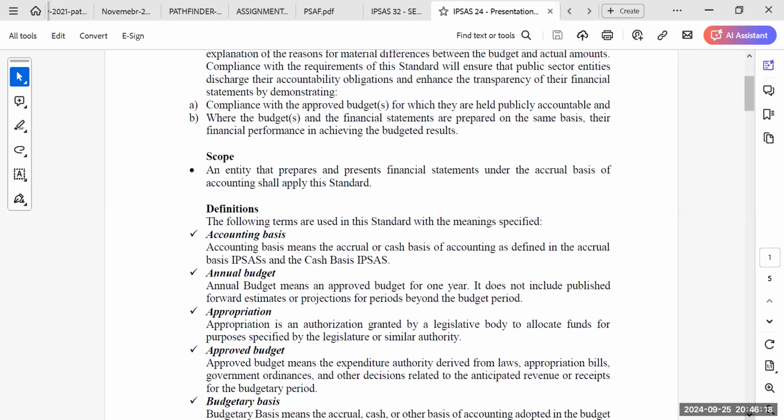So the appropriation is an authorization granted by a legislative body, which we know is the Parliament, to allocate funds for purposes specified by the legislature or a similar authority. So they will make appropriation.